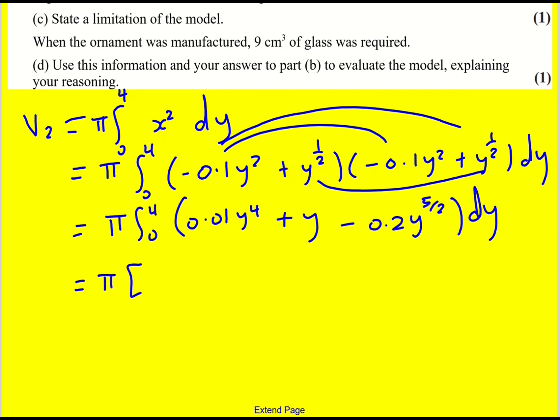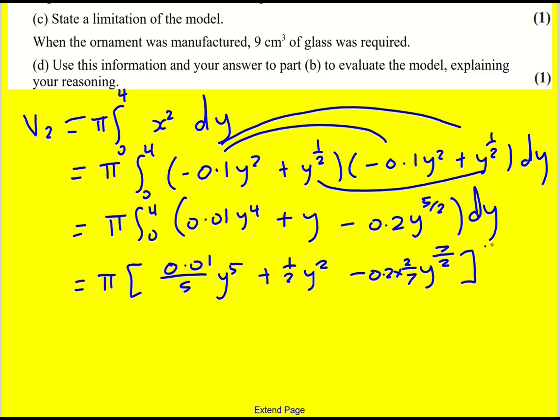So I'll get 0.01 divided by 5 times y to the 5, plus a half y squared, minus, this would be y to the 7 over 2, and then it's going to be 0.2 times 2/7. And then just work this out in the calculator, and you should get 2,392 over 875 pi. When you put a 0 in, it's going to get 0. So just put the 4 in really carefully.